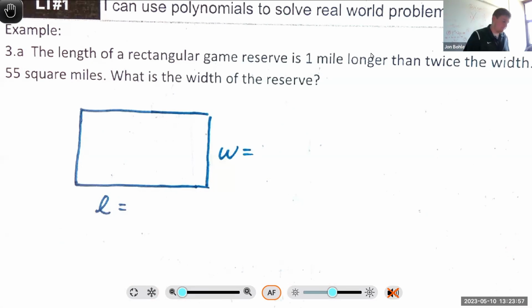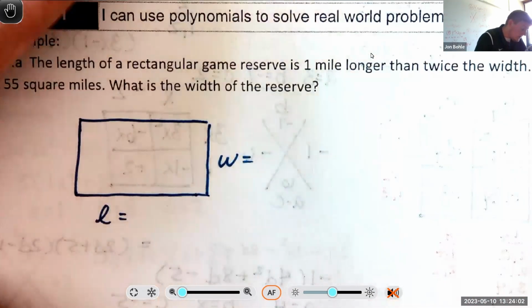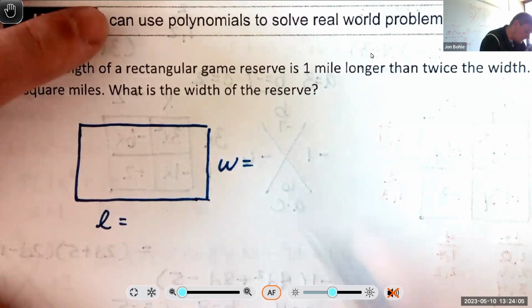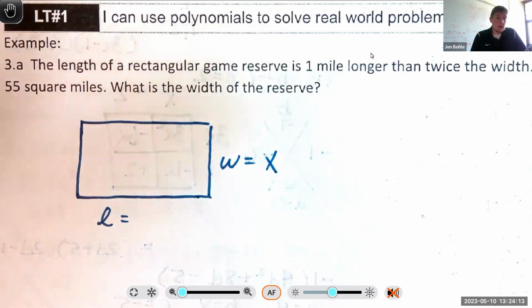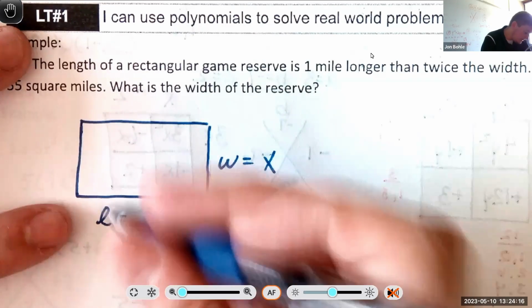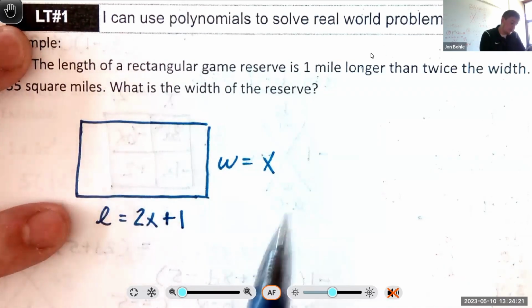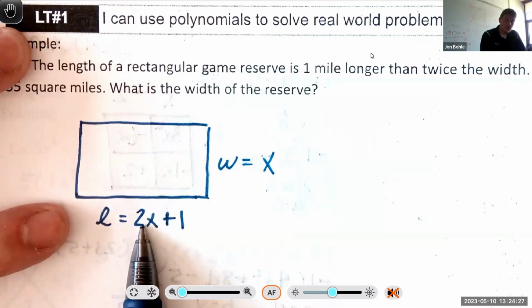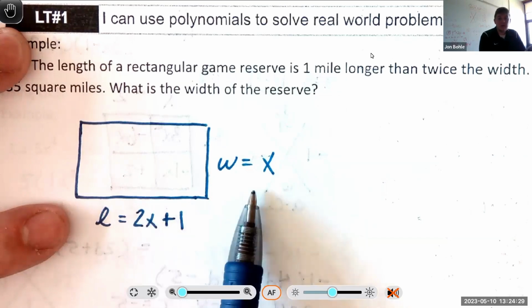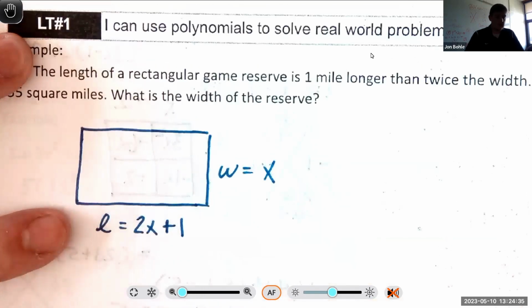So if the width is x, we're saying that it has a distance of x because we don't know what it is. The length is going to be 1 mile longer than twice the width. So twice the width would be 2x, but 1 mile longer than that would be 2x plus 1. For example, if the width was 5, the length would be 11, because 2 times 5 is 10, and 10 plus 1 is 11.